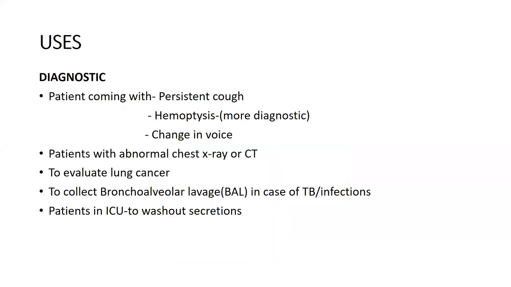The diagnostic uses of flexible bronchoscopy: it is used to evaluate patients having persistent cough, and it is of more diagnostic importance in patients having hemoptysis. It also helps to evaluate patients with a change in voice, and patients with abnormal chest x-ray or CT. It helps to evaluate lung cancer, and in tuberculosis or other infections, it is useful to collect bronchoalveolar lavage, and to wash out secretions in ICU patients.